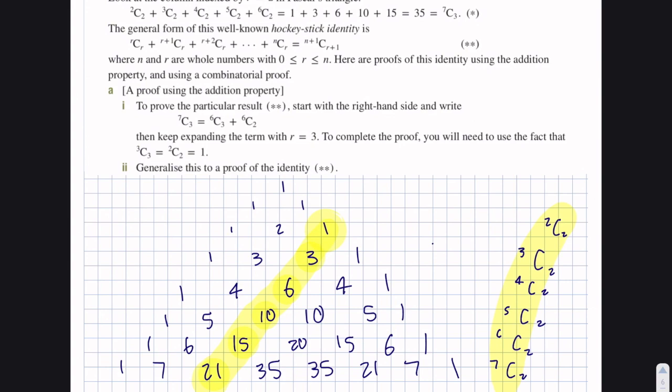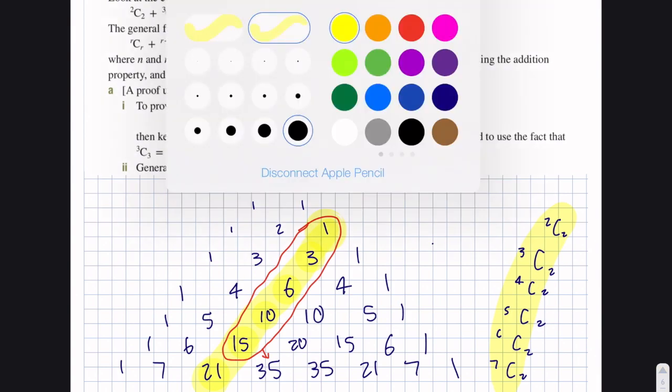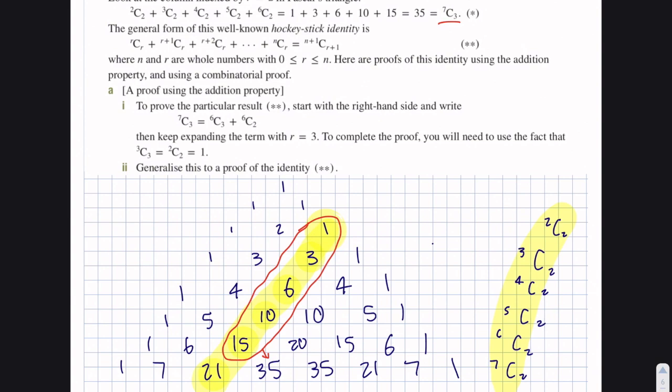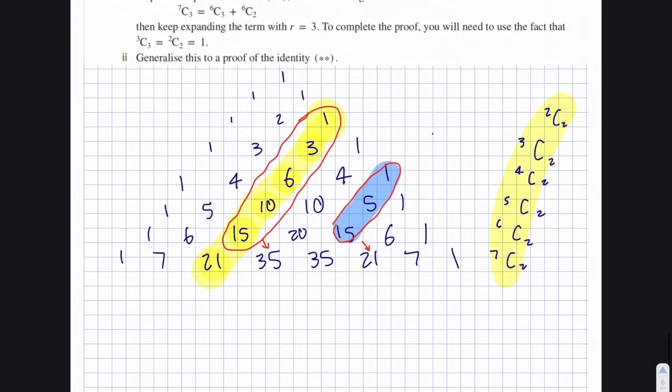And they're saying that if we stopped here, it equals 7C3. It equals 35, which is the next one down. You can make this kind of weird rule that as you work your way down a column like that, they'll always add up to the next one down and right. And if you go through, it works. But we're going to prove it.